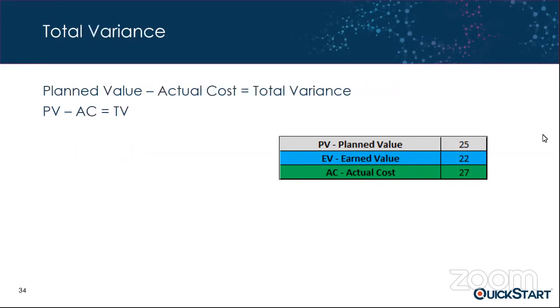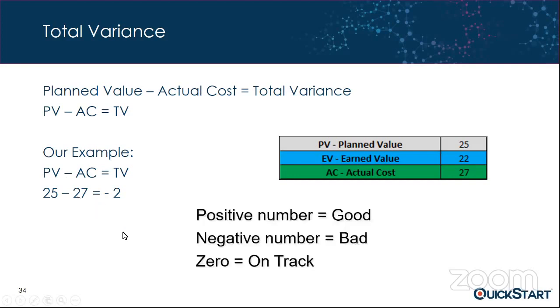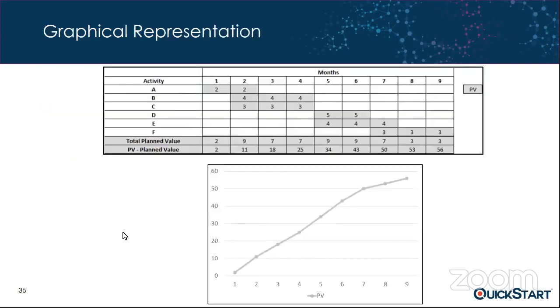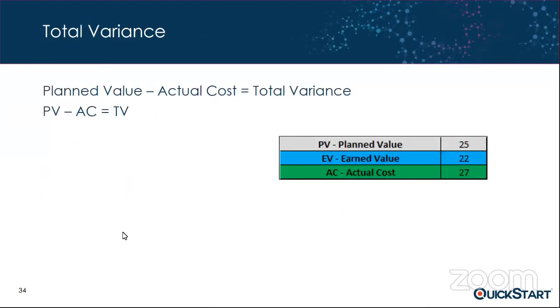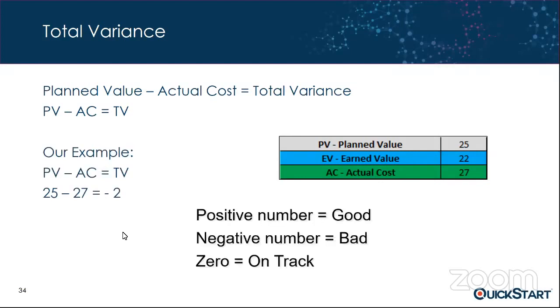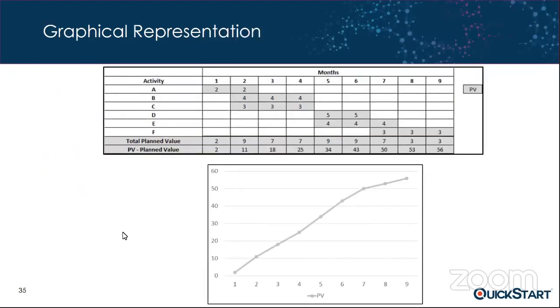And now total variance is our last variable that we could calculate: plan value minus actual cost. In this case, it's a -2. A negative number is bad, a positive number is good, and 0 means we're right on track. Okay, now that we've got those variances out of the way, you can see how, if we didn't go any farther, you could easily say, hey, our project is really over budget and behind schedule.